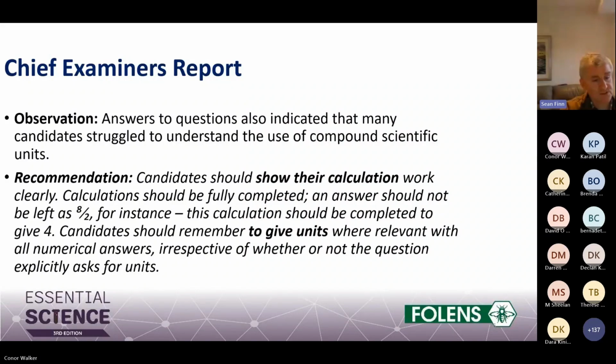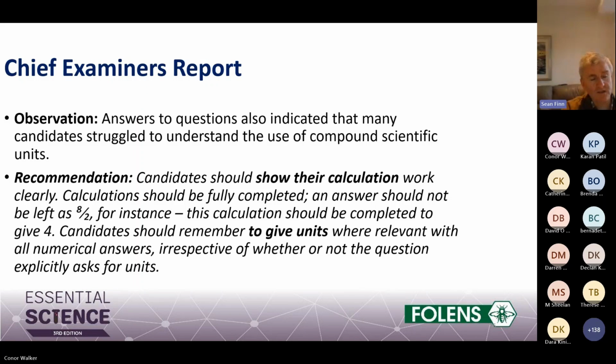There's a recommendation that candidates should show their calculations more clearly. This is straight from the chief examiner's report. Calculations should be fully completed. An answer should not be left as 8/2. So this is calculating, I think, the resistance of a wire. If they did 8/2, they got 0/6. And again, they have to give the units as well, so they must not leave it like that.